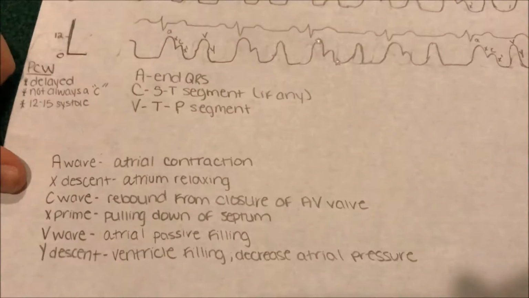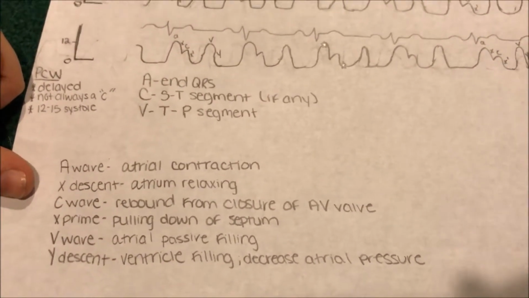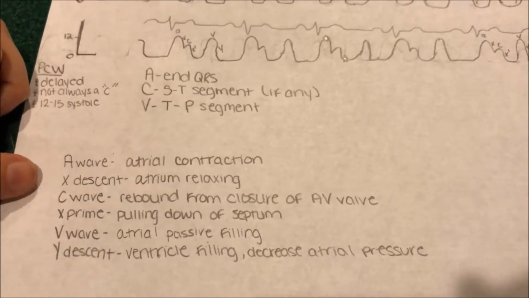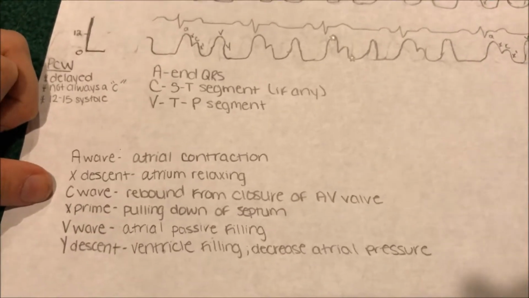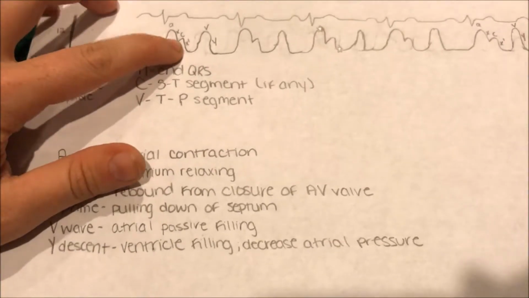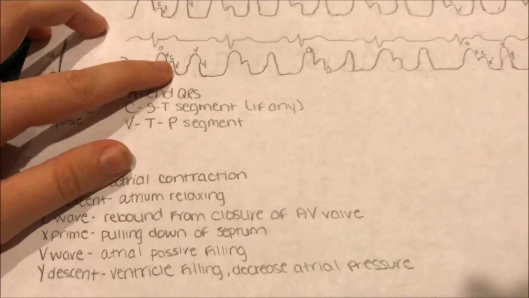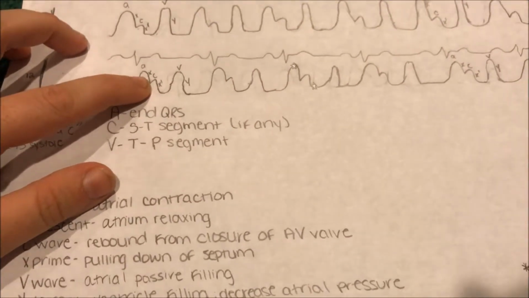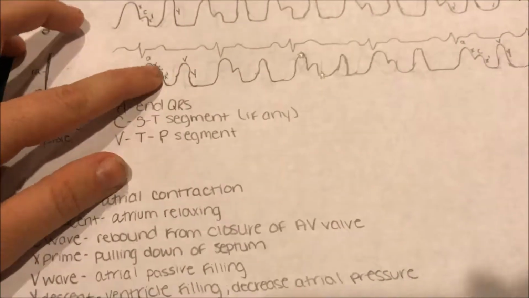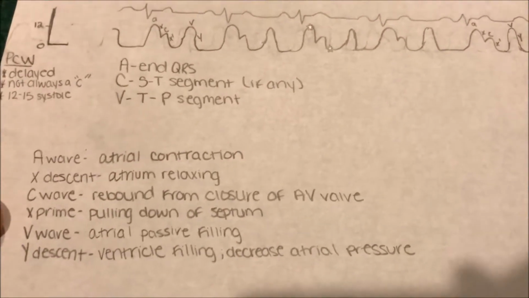Then we have the X descent. The X descent is when the atrium is relaxing. The blood has been pushed out and the atrium is getting back to its normal state. The C wave is when the valve has closed. This little bump here is the rebound of the closure. It's blood going right back onto that valve, creating a little bit of increased pressure, but it's not going to get through if the valve is sufficient. Then we have the X prime, which is the pulling down of the septum.